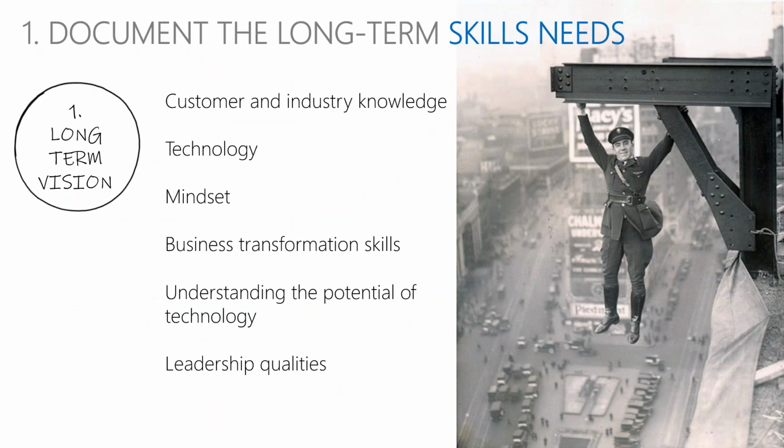So on this step one of looking at the long-term skills needs, and putting together a plan for what that might be, I would say top of mind right now would be the following. Customer and industry knowledge, paramount. Technology, of course. Mindset, too. So if you think about, again, simplification of PM, the growth of Agile. Agile is effectively a mindset, as is business transformation skills.